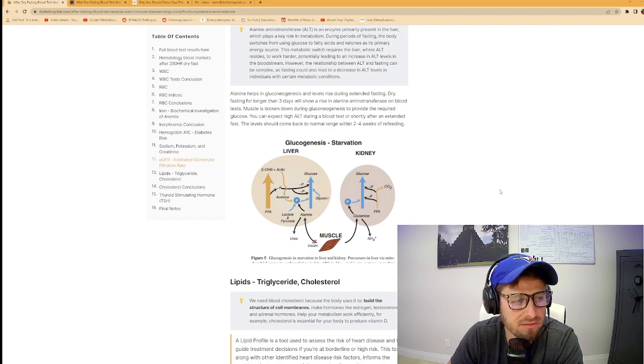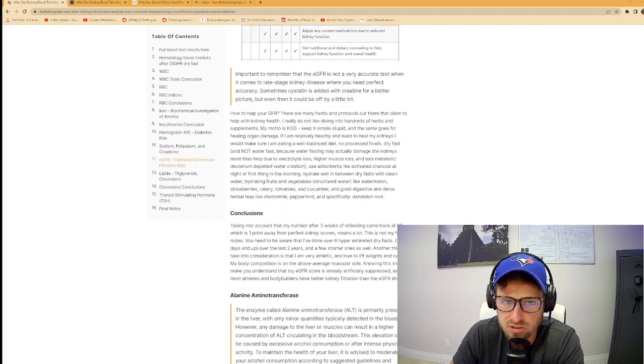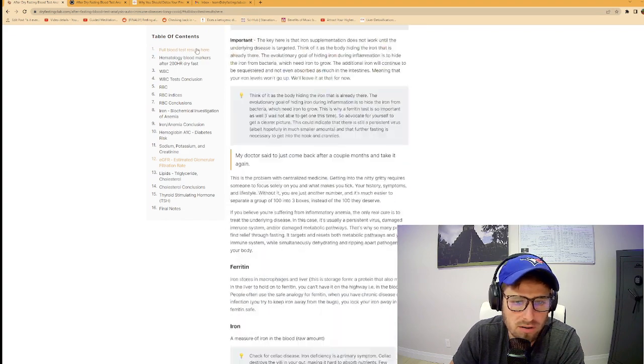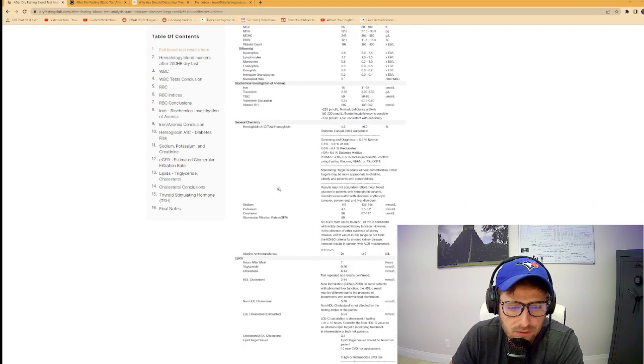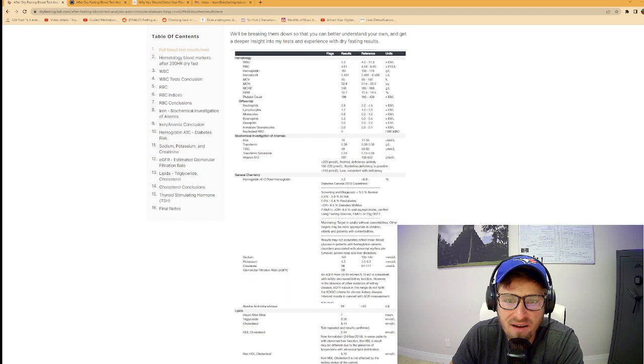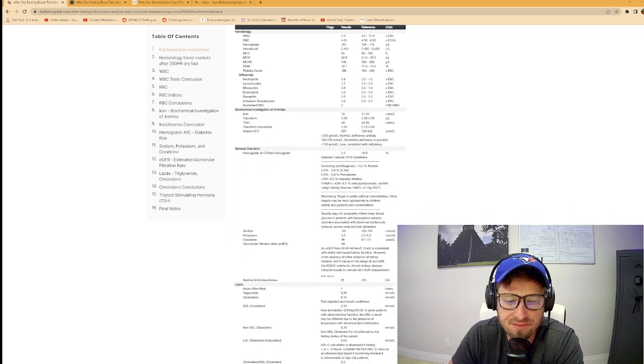And ALT levels for me are in the perfect range. Let me see if I can actually see what they were. My ALT was 25, and you want to have it under 50. So if it's under 50, and we consider 0 to 50, I am in the perfect range. So liver health is great.